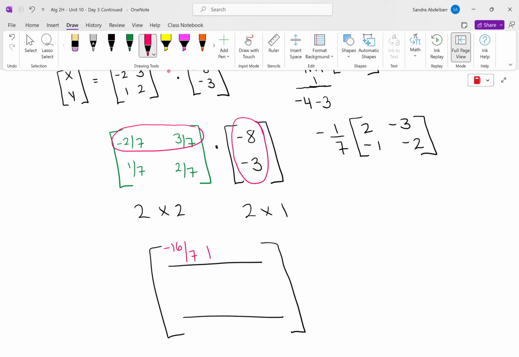Negative 2 over 7 times negative 8 over 7 is going to be a negative 16 over 7 plus 3 over 7 times negative 3. Oh, positive 16 over 7, thank you. And then 3 over 7 times negative 3 is a negative 9 over 7. And now we're going to the bottom row. 1 over 7 times negative 8 is a negative 8 over 7. And then 2 over 7 times a negative 3 is a negative 6 over 7.